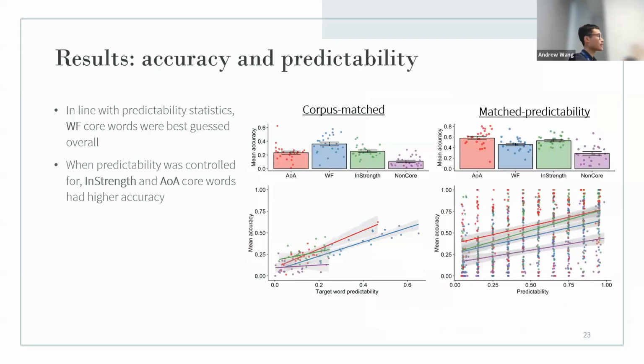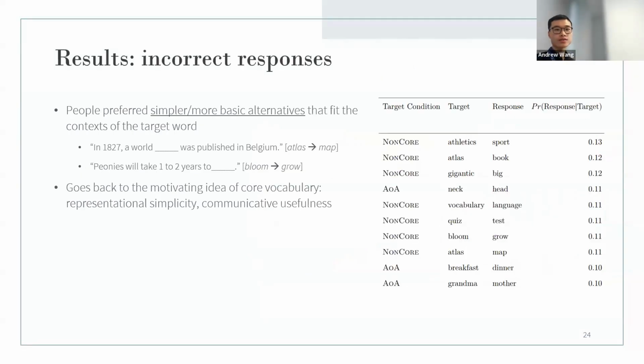When we look at the results, again just looking at accuracy, if we look at those corpus matched sentences first, in line with the predictability statistics, the frequency-based core words did have high accuracy on this task. But again, those kinds of words have much higher predictability to begin with. So if we control for that, when predictability was controlled for both statistically, by accounting for it as a factor in the statistical models, and experimentally, using those matched predictability sentences, we found that, again, in-strength and AOA target words had higher accuracy for reasons that went beyond their predictability. And it's also interesting to look at what people put when they didn't get the target word.